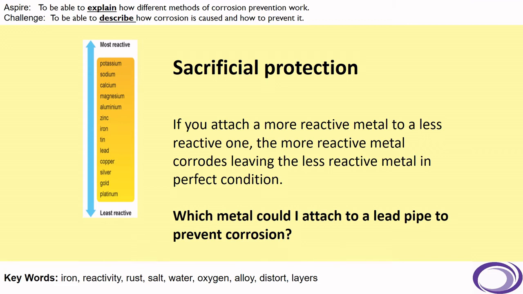So let's say I was to attach a metal to a lead pipe to prevent corrosion. If you look at the reactivity series, I could use any of the metals that are above lead in that reactivity series. I wouldn't use sodium and potassium because they react with water and it's a lead pipe. I would probably use something like aluminium because it's very reactive compared to lead. And the bigger the difference in that reactivity, the better the protection is for the metal that you do not want to corrode.